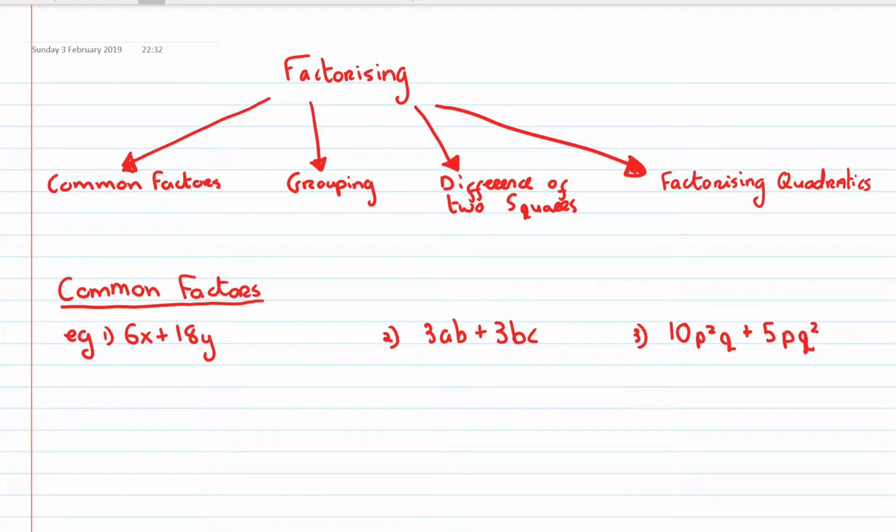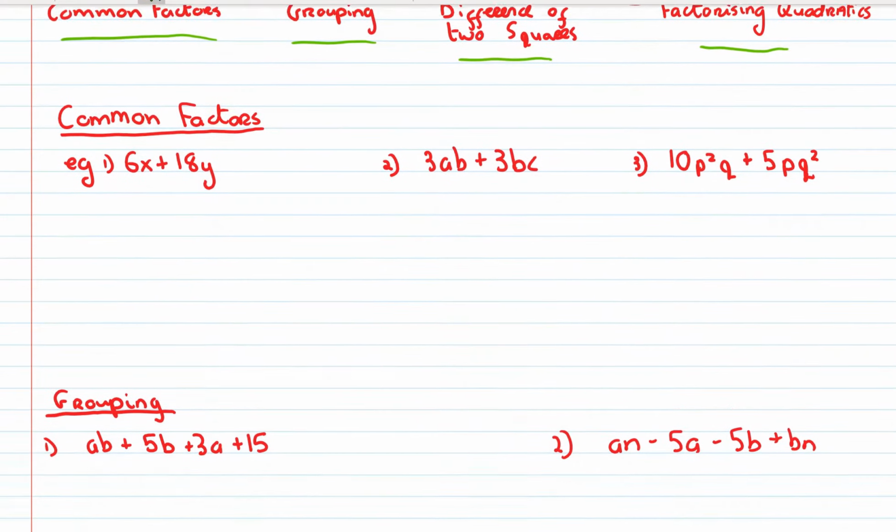There's 4 ways that we learn how to factorise. We factorise using common factors, by grouping, by difference of 2 squares, and factorising quadratics. Alright? I suppose there's different things to look out for, and I'll go through them on the way.